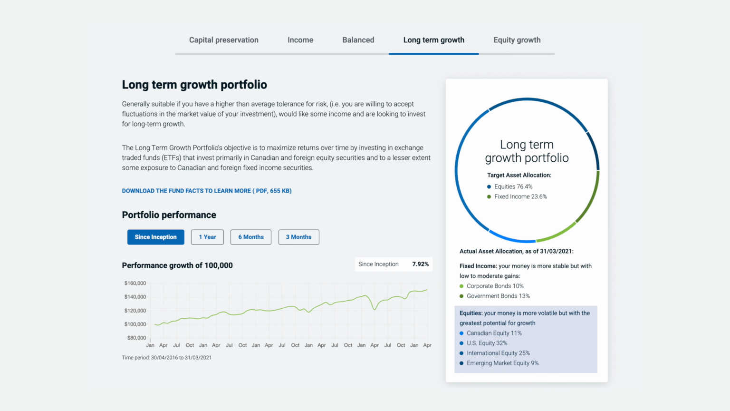But if we look one level deeper, we see that our equity portion is diversified around the world. We have exposure to Canadian stocks, US stocks, international stocks, and emerging market stocks. International stocks refers to equities from developed countries outside of Canada and the US, while emerging markets refers to equities from less developed countries that might have more risk and potential return than developed countries.